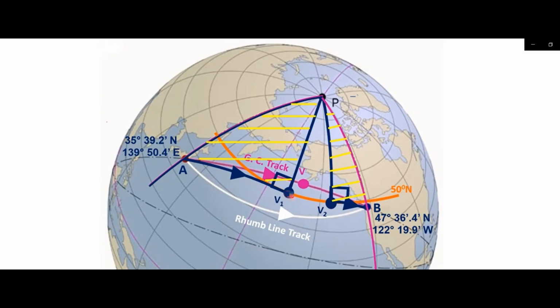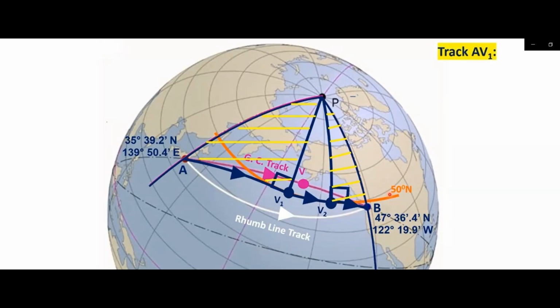And from V1 to V2, the vessel moves along this parallel of latitude so that it does not get crossed, and that becomes a parallel sailing track. So V1 to V2 is the parallel sailing track. The vessel's total track from A to B shall have three segments: A to V1, great circle; V1 to V2, parallel sailing; and V2 to B as great circle.